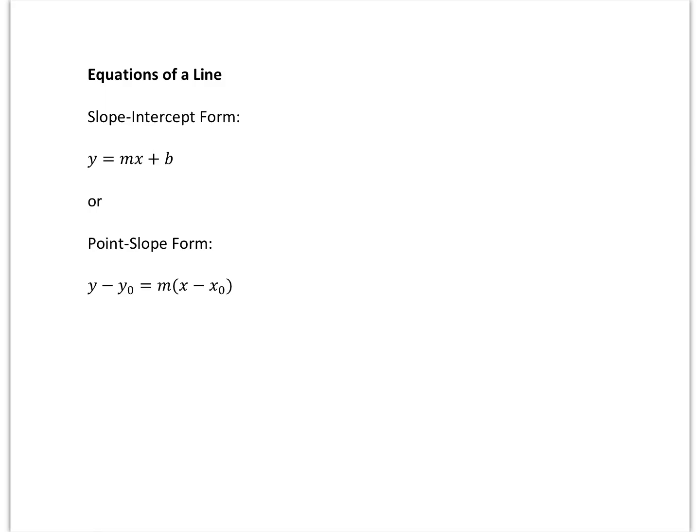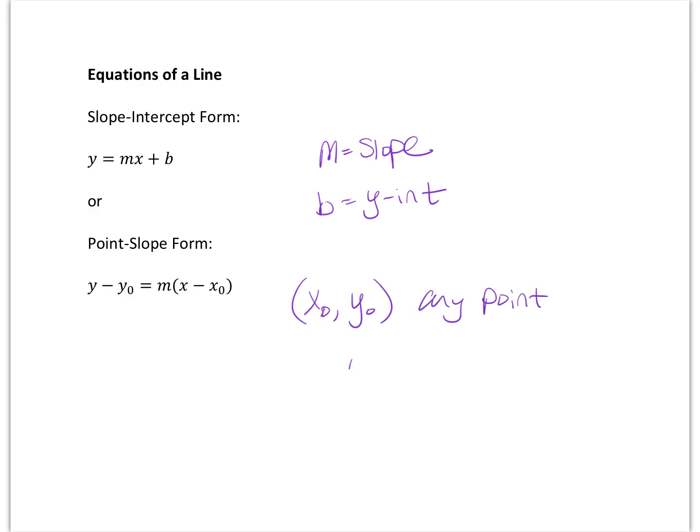Just a reminder how to find the equation of a line. There are two common forms, slope-intercept form, y equals mx plus b, and point-slope form, y minus y naught equals m times x minus x naught. In both of these formats, m represents the slope of the line. In slope-intercept form, b is the y-intercept. And in point-slope form, x naught comma y naught is any point on the line.